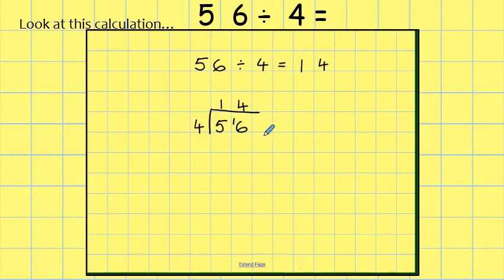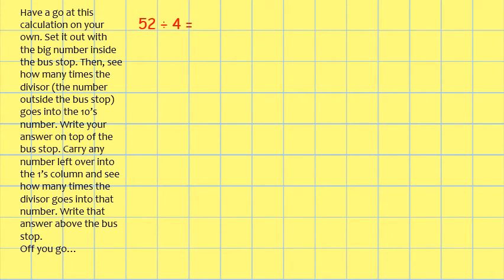I reckon you're doing really well. I think there's time for you to have a go at one on your own, and then we'll get back together to see how you did. Have a go at this calculation on your own. Set it out with the big number inside the bus stop. Then see how many times the divisor, the number outside the bus stop, goes into the tens number. Write your answer on top of the bus stop. Carry any number left over into the ones column and see how many times the divisor goes into that number. And write that answer above the bus stop. Off you go!